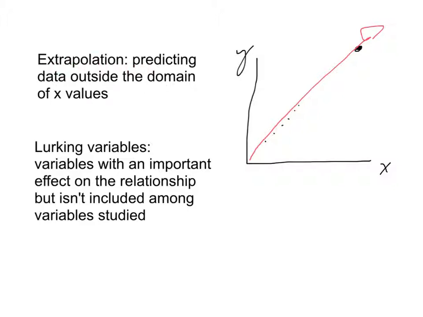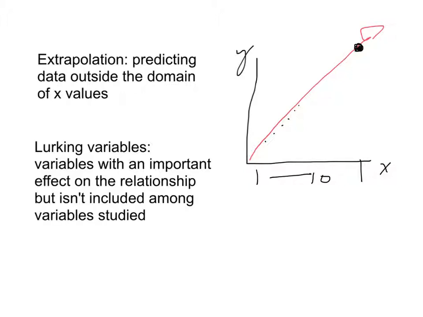which is when you're predicting data outside the domain of x values. So for example, say we have a lot of x values between 1 and 10, this range right here. It would be extrapolation to predict this number here because we don't have this range of x values. We don't really know what the trend of the data is going to be like in this region or in this area. And then another thing to keep in mind are lurking variables.